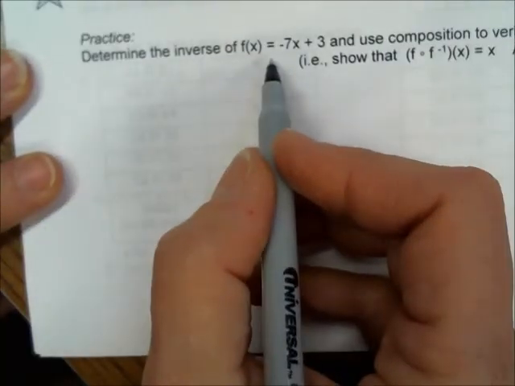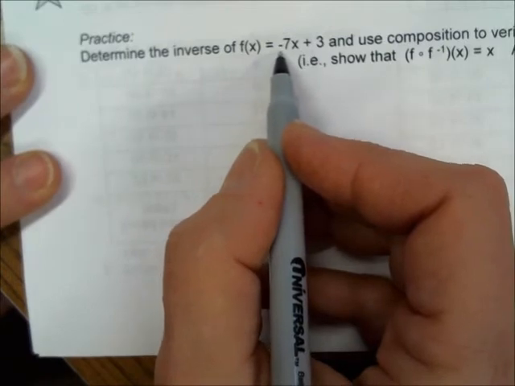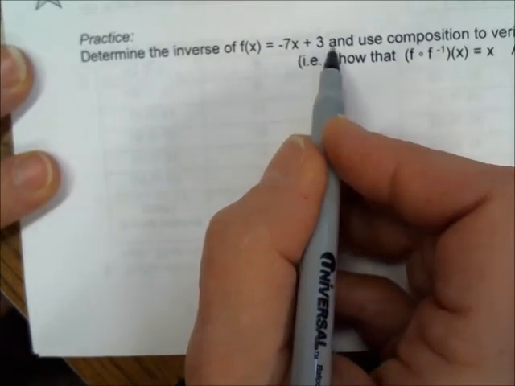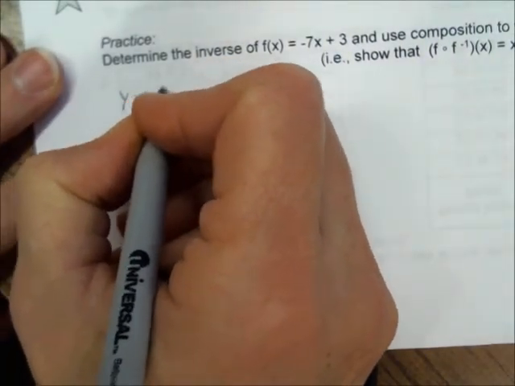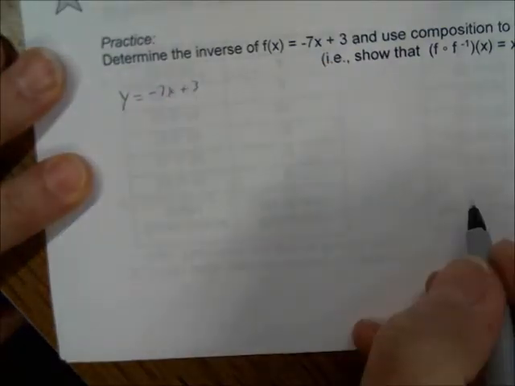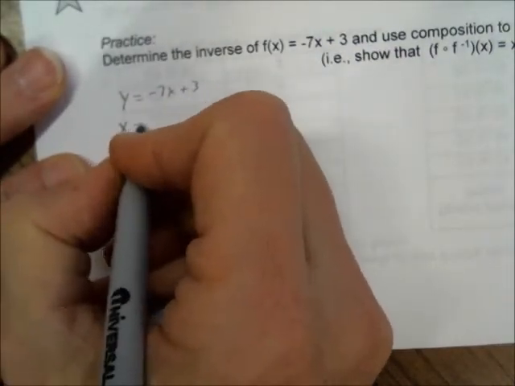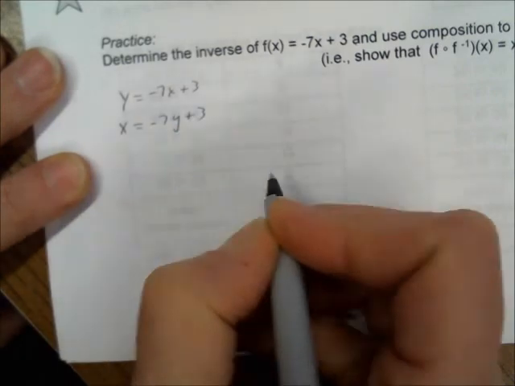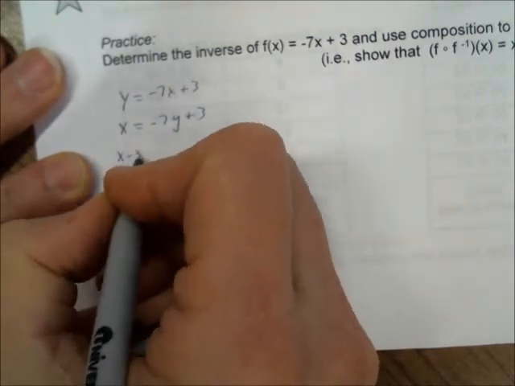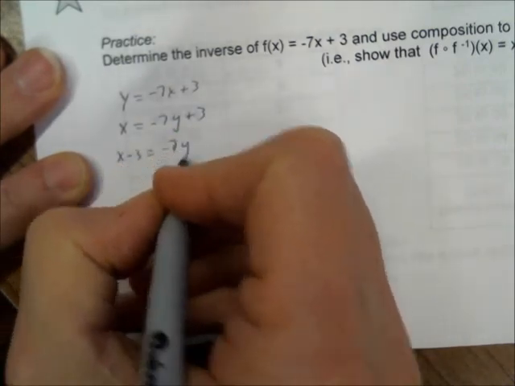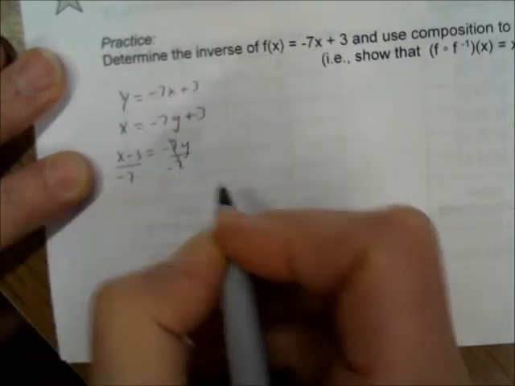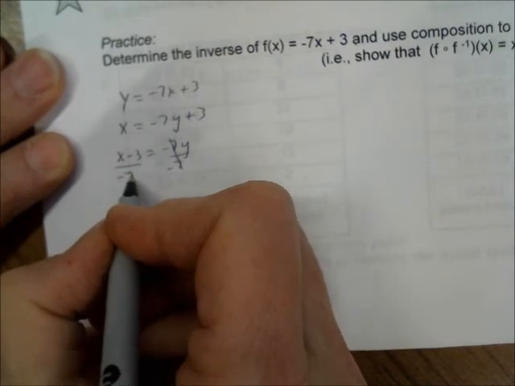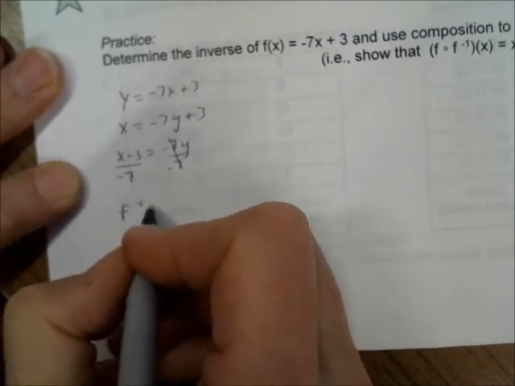So what we're going to do here is find the inverse of this, and then verify that it is actually the inverse. So this is y equals negative 7x plus 3. To get the inverse, you switch the x and y. X equals negative 7y plus 3. Subtract 3 from each side, and then divide everything by negative 7. So x minus 3 over negative 7 is equal to the inverse of x.